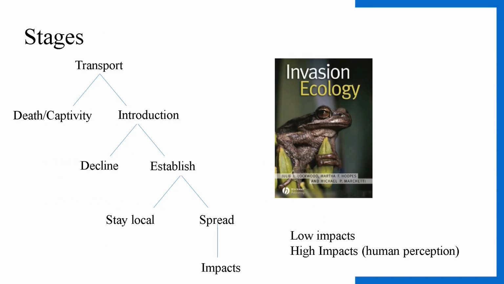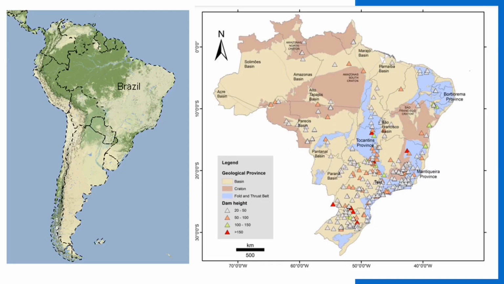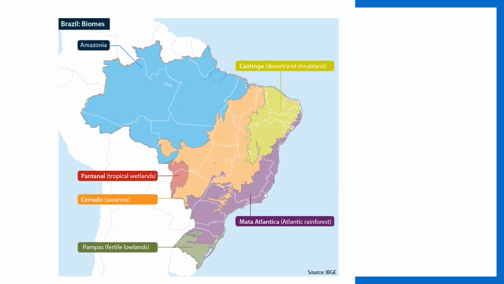For example, the transport, the introduction, the establishment of the population, and if the population spreads it can bring some impacts. When we have the perception of these impacts, it's almost always the high impacts, because these are more measurable. And when we talk about invasion in Brazil, we talk about a large country, with large areas. For example, we have many large rivers, and these rivers have a large number of dams, creating new environments, new reservoirs, new limnological conditions, with, of course, a community response to this.